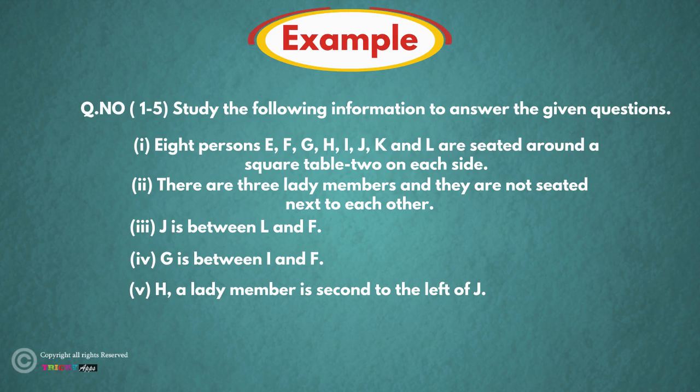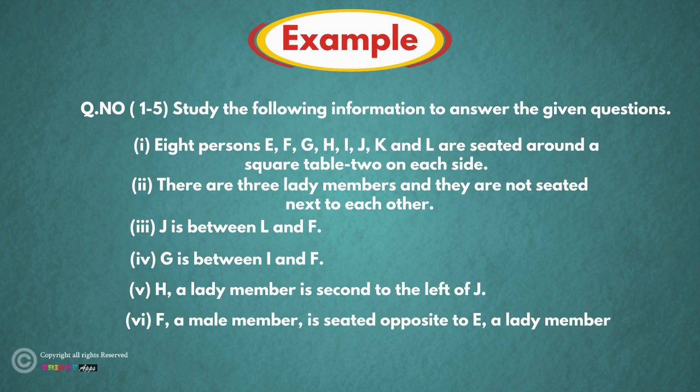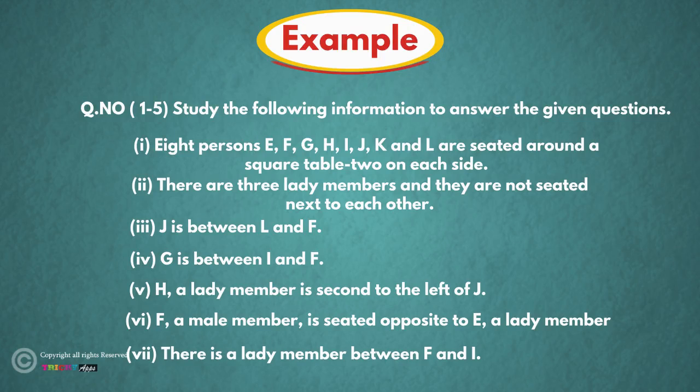Fifth one, H, a lady member, is second to the left of J. Sixth one, F, a male member, is seated opposite to E, a lady member. Seventh one, there is a lady member between F and I.